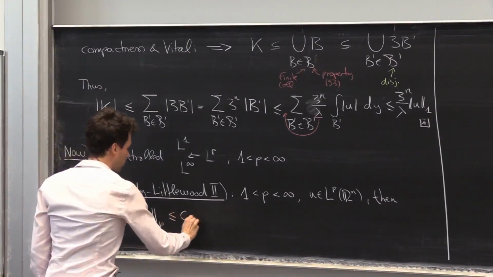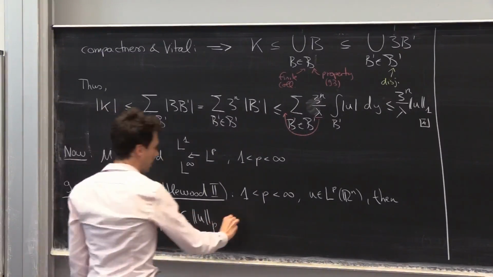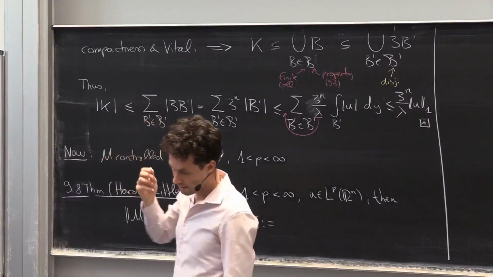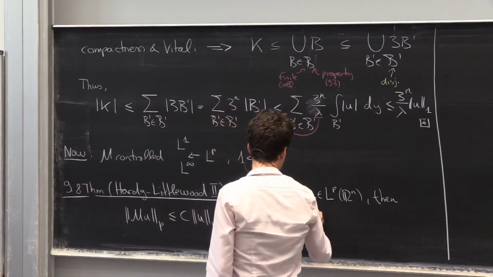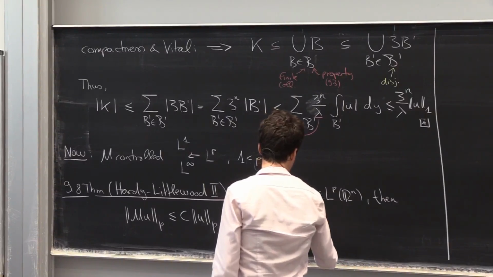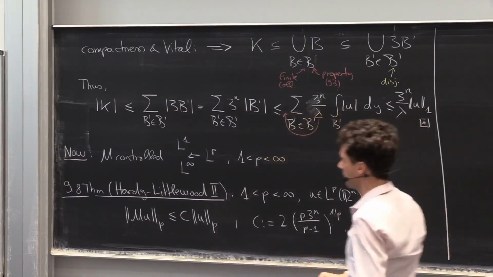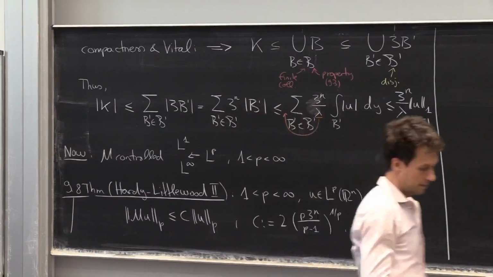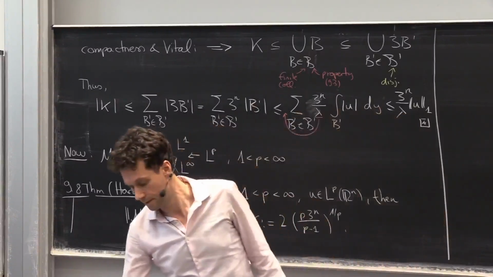This is less than a constant times the norm of U in LP, and you can say what the constant is if you like. A constant that works is twice P times 3 to the n over P minus 1, to the 1 over P. The precise value of the constant is not important, it's also not optimal, but it's the constant that's going to be produced by our argument.